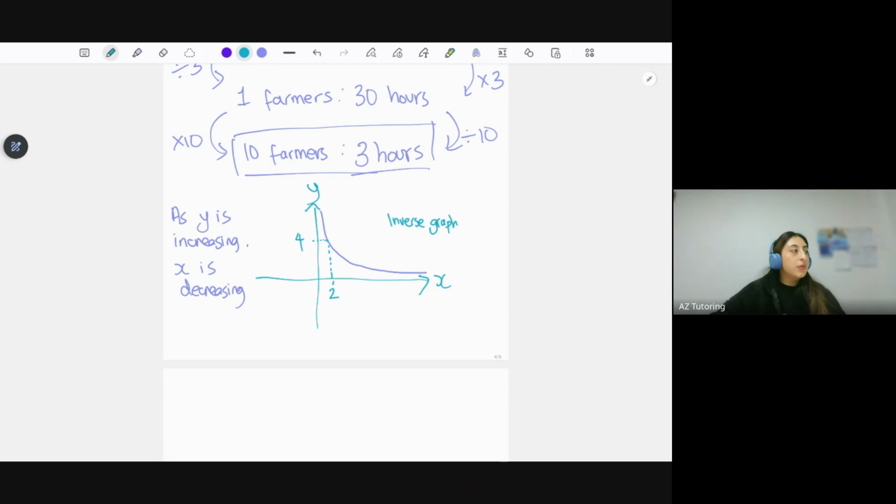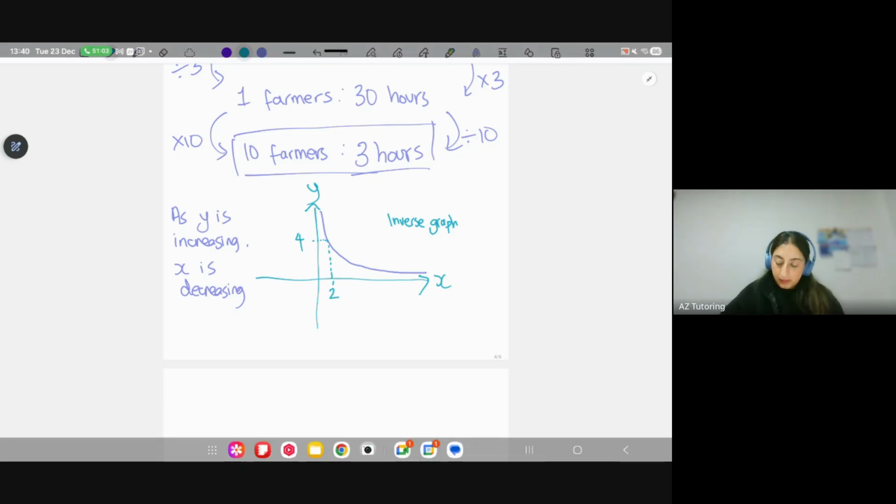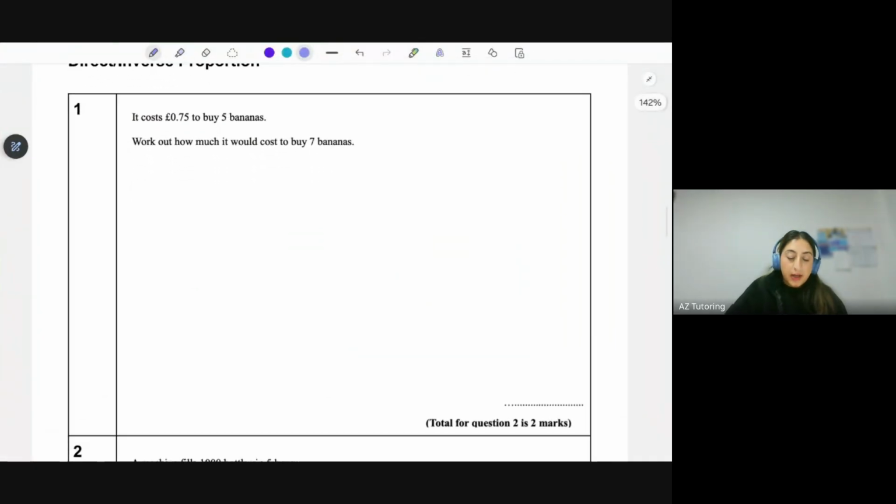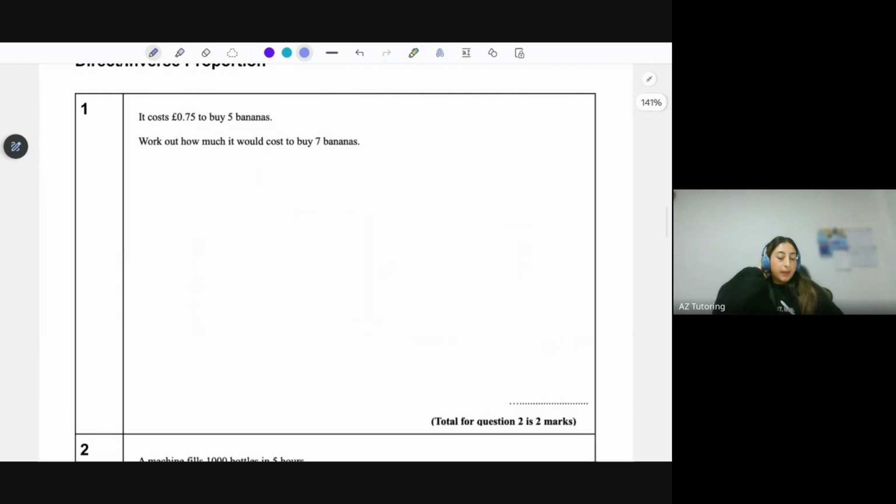Okay, so moving on to the exam questions. So question 1, it costs 75 pence to buy 5 bananas. Work out how much it's going to cost to buy 7 bananas. So again, it's always better to write it in ratio form. So if it's going to cost me 75p to buy 5 bananas, how much is it going to cost me to buy 7 bananas?